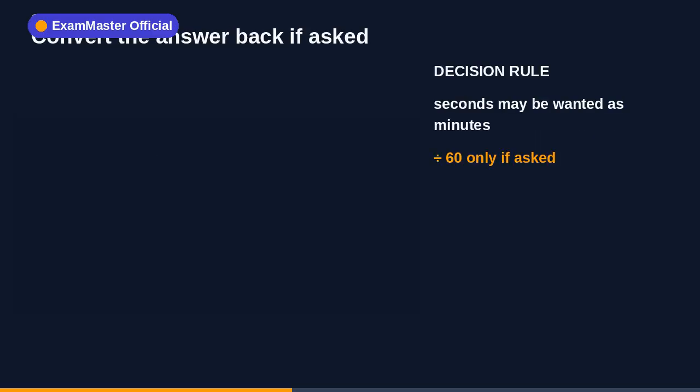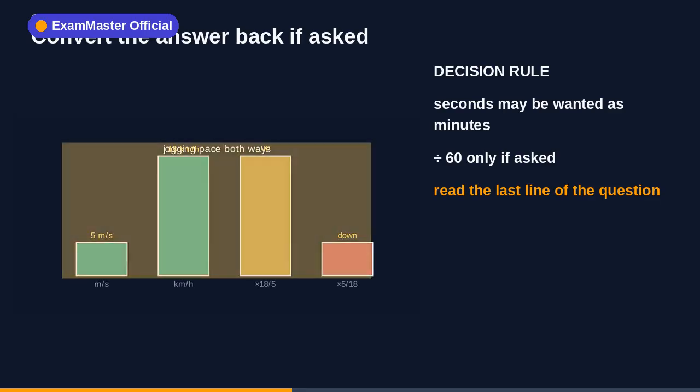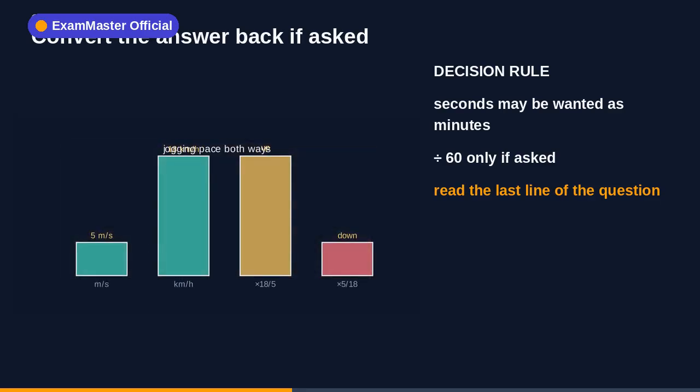Decision rule. A time found in seconds may be wanted in minutes. Divide by 60 only if the question asks. Read the last line of the question before you stop.